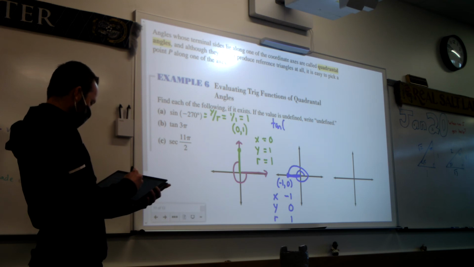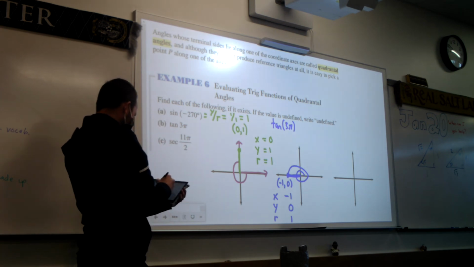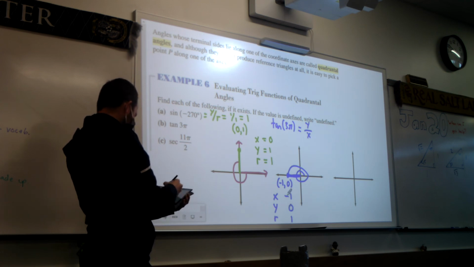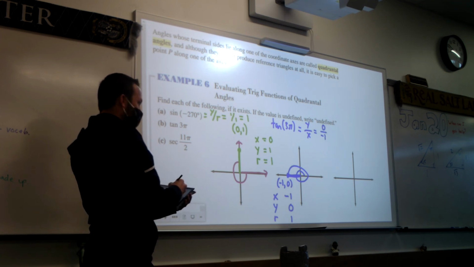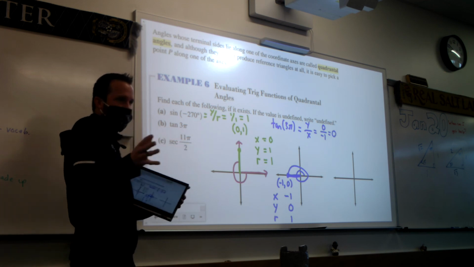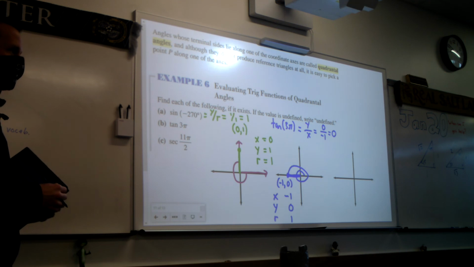What sides does tangent use? Opposite over adjacent. But we're going to switch our thinking, and opposite is y, and adjacent is x. So if I do y over x, I get 0 divided by negative 1. What is 0 divided by negative 1? 0. It's okay if 0 is in the numerator. What can't we have? 0 in the denominator, alright?